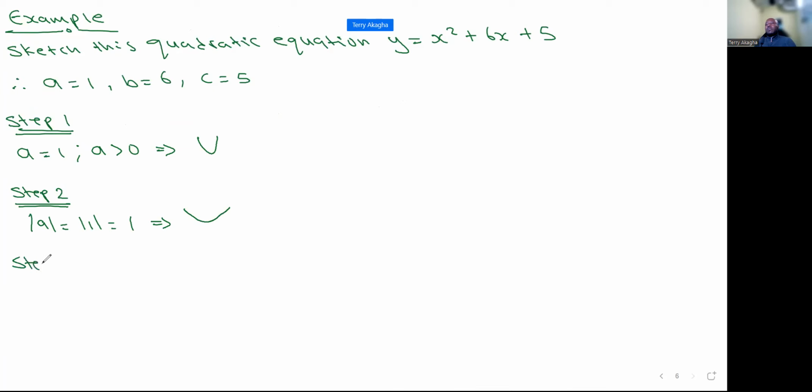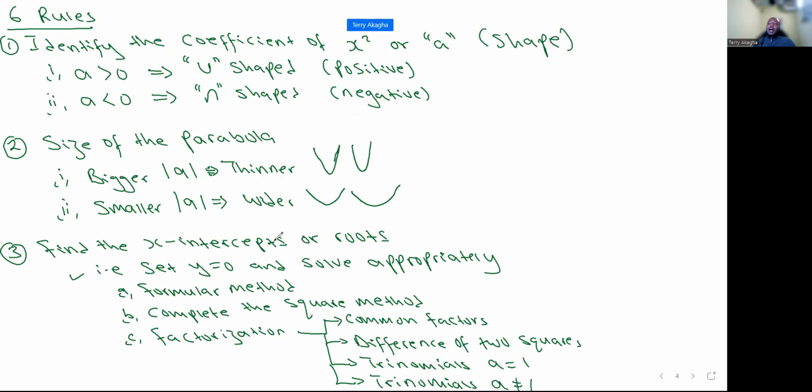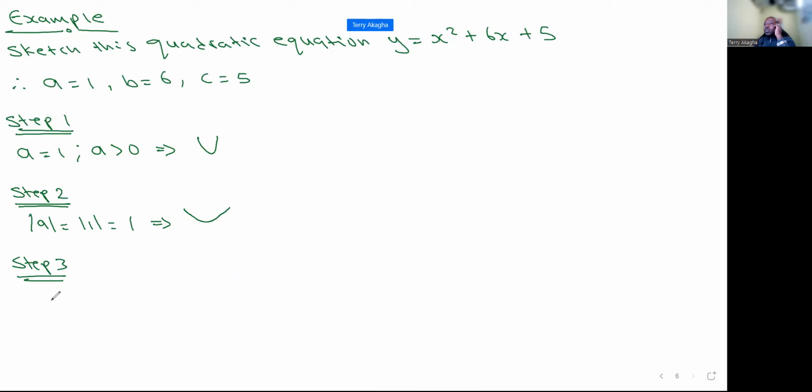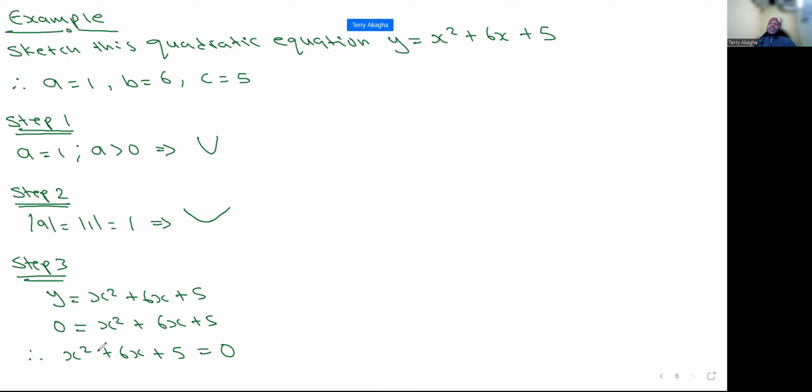Step 3. Now, we need to find what? The roots or the x-intercepts. So we have to set y equal to 0 and solve. So we're going to go back. We're going to set y to be equal to 0. So we have y is equal to x squared plus 6x plus 5. y is equal to 0, so this is going to be 0. It's going to be equal to x squared plus 6x plus 5. So therefore, x squared plus 6x plus 5 is equal to 0. Now you can see it's a quadratic equation.